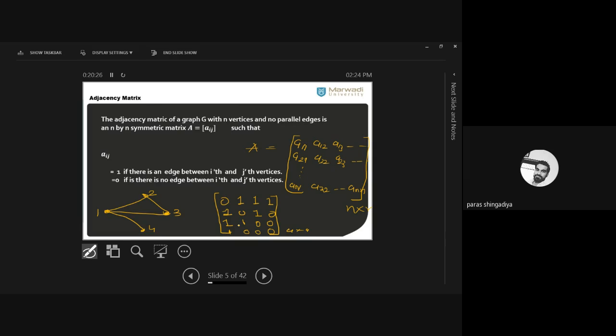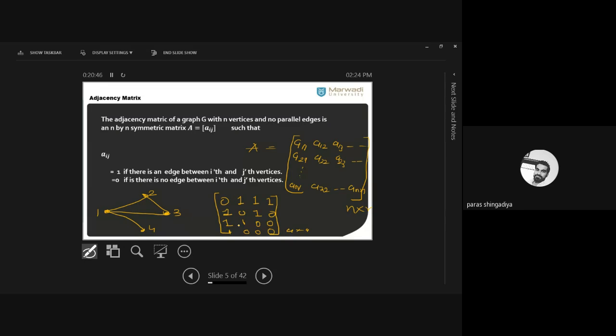Okay, so this way we will get a matrix. Clear? This matrix is called the adjacency matrix. Clear? It is equal to 1 if there is an edge between the ith and jth vertex. Clear? And if there is no edge between the ith and jth vertex, then we'll put a 0. Okay?